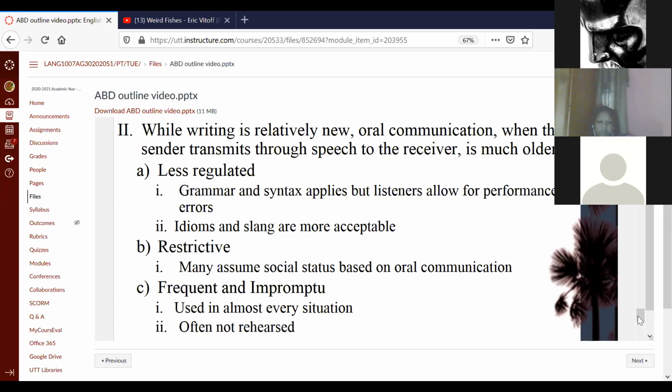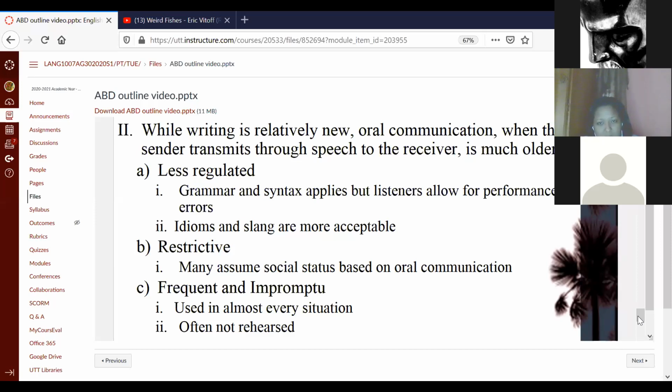It's less regulated. It allows for performance errors. The grammar rules aren't as hard and fast, except if you're talking to the queen. And we tend to use more idioms and slang, slurred words, etc., etc. It can be restrictive, just like written communication, because people judge you on the way you speak. When we talked about registers and how registers function, how people judge you based on the register you use in a particular moment. So people will judge you by the way you speak.